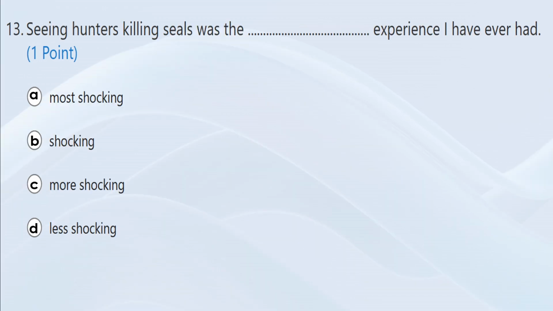Number 13. Seeing hunters killing seals was the experience I've ever had. Was the most shocking experience, the shocking experience, the most shocking experience, the less shocking experience. Again, we're talking about adjectives, we're talking about comparatives and superlatives.